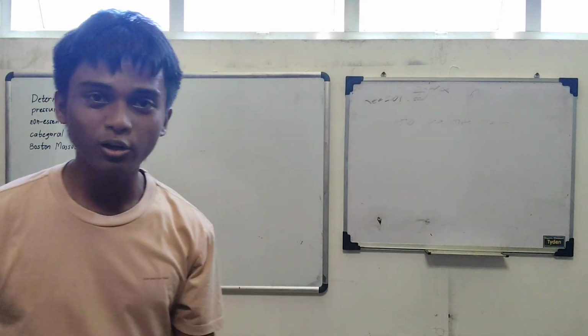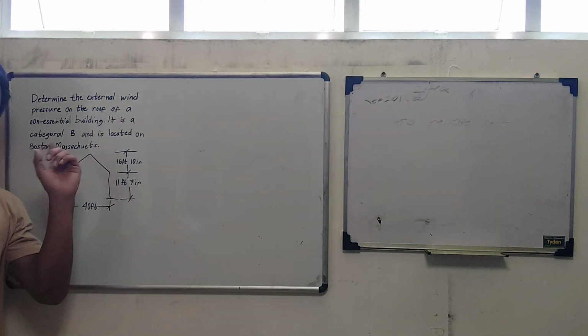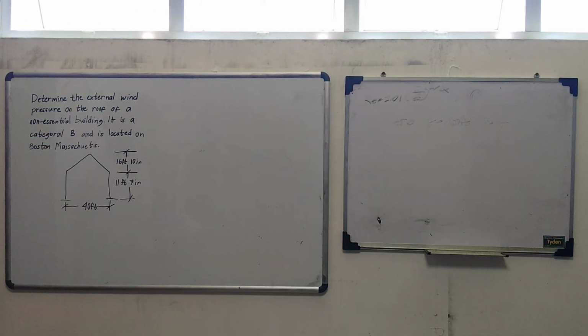Hello, let's try to solve shortcut theory now, especially on wind loads. Okay, so let's go with this one. This is Kassimali's method. Determine the external wind pressure on the roof of a non-residential building. It is a category B and located in Boston.